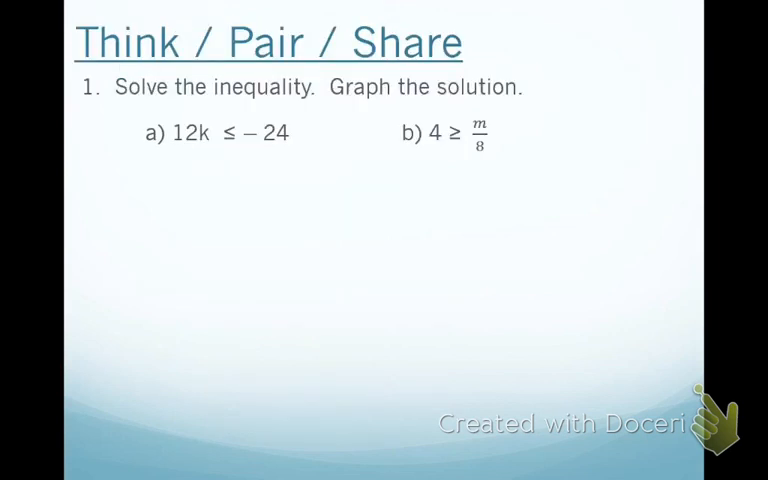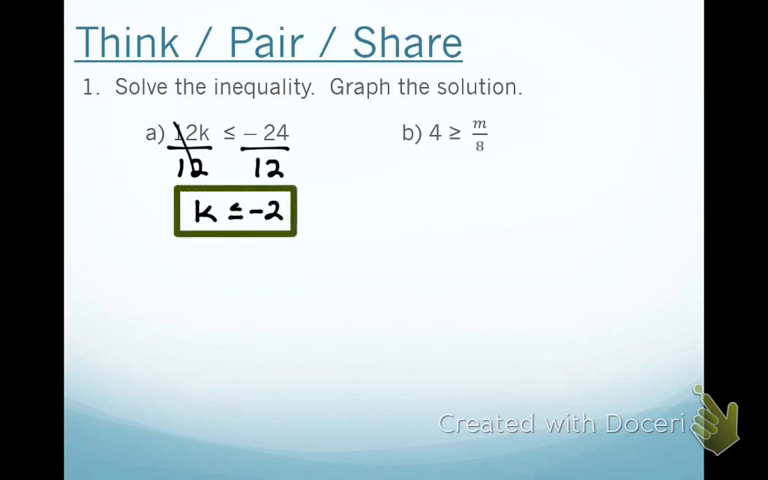All right, the next one, think, pair, share. I want you guys to do 1A on your own. You're going to solve it and then graph it. All right, I saw a lot of great answers. We are going to divide by 12 on both sides, giving me x is less than or equal to negative 2. How many of you would say you got that? Okay, now we've got negative 2.